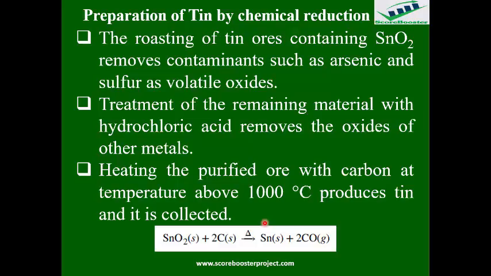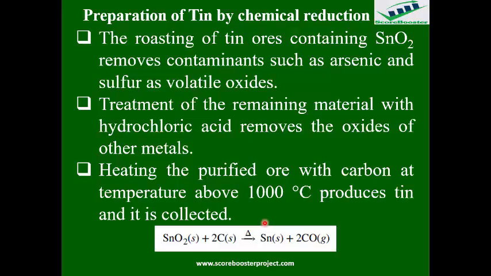So you remove them. When you remove them, you now treat that material with hydrochloric acid. When you treat that, you are going to have a solution of other compounds. Don't forget, tin oxide is still not soluble. Then you remove it by filtration. So after doing that, you heat that purified cassiterite with carbon at high temperature. Don't forget, carbon can reduce it.